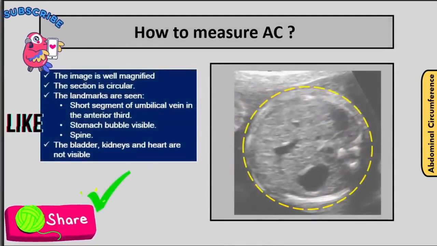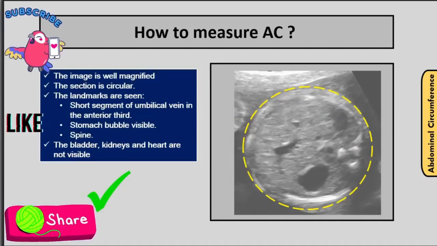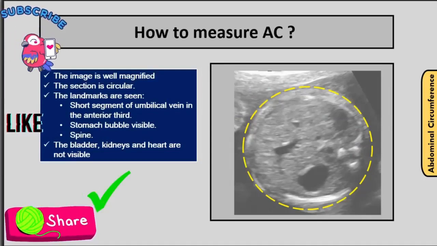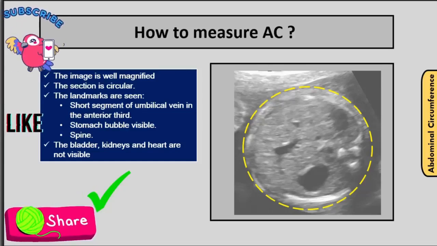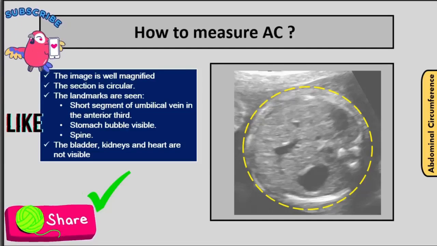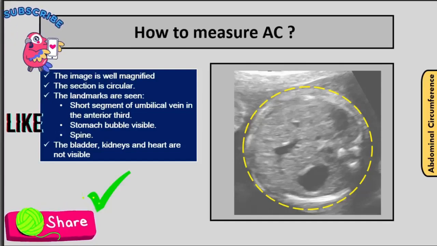This is an example of correct measurement of abdominal circumference. The image is well magnified. The section is circular. The landmarks are seen. Short segment of umbilical vein in the anterior third. Stomach bubble is visible. Spine at 3 o'clock. The bladder, kidneys and heart are not visible. And the ellipse calipers are well placed on the outer skin surface.